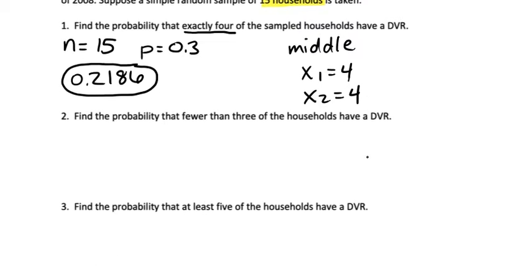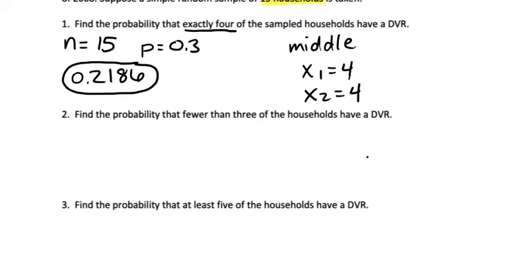For number 2, it says to find the probability that fewer than 3 of the households have a DVR. So I have my same values for N and P that I had before, but this time it says fewer than 3. So when I'm thinking about this, what I need to do is work with the biggest or smallest whole number that is included. Fewer than 3 means that it can't be exactly 3. It has to be 2 or less.